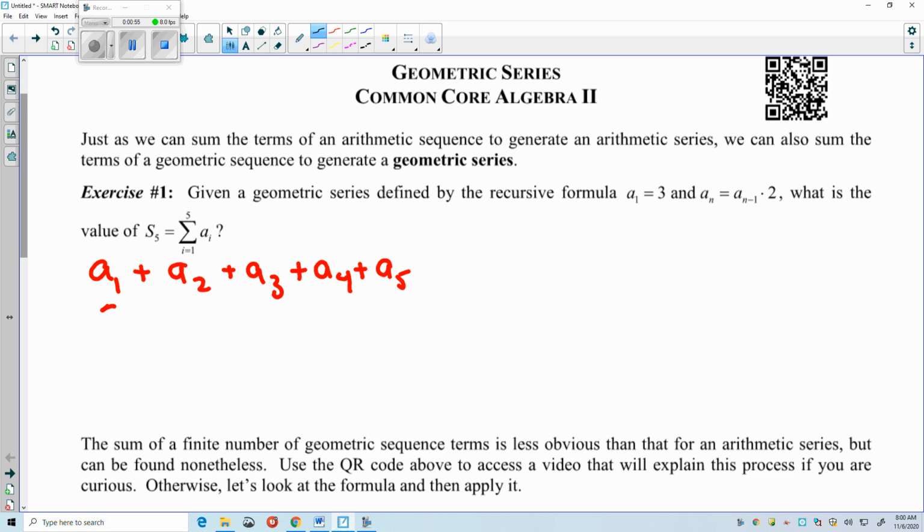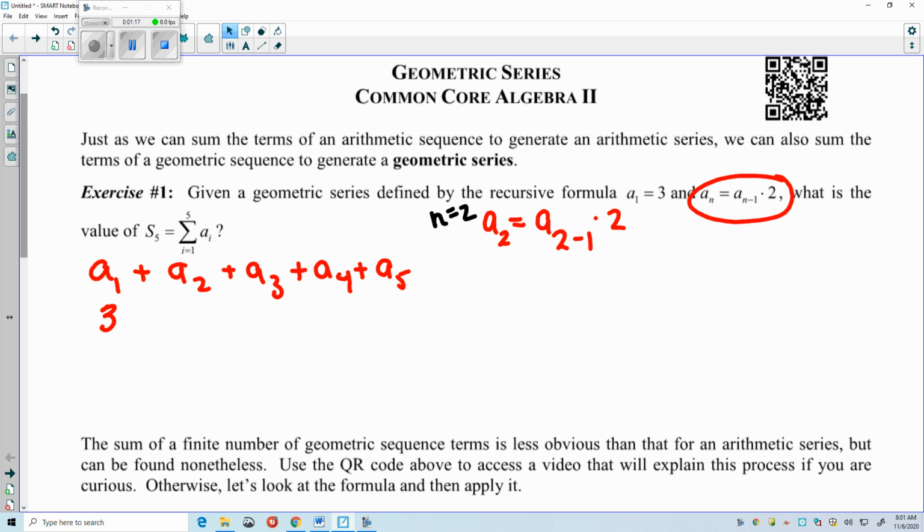They have given us a sub 1. So I know a sub 1 is 3. That means we have to find 2, 3, 4, and 5, and we have our formula over here that we're going to use to find those. We're going to start with a sub 2. To get that, I need to know a sub 2 minus 1, because our n is 2 here. So I have 2 minus 1 times 2. That's telling me it's my first term times 2. If I take my first term, which is 3, times 2, that tells me a sub 2 is 6. So I'm going to add that over here.